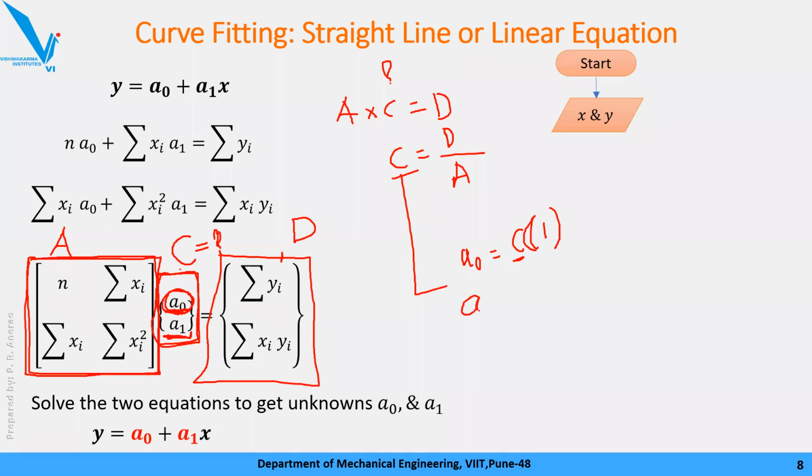Similarly, if I say A1, A1 का एड्रेस क्या है? It is located at C matrix and the address is 2, element number 2 or row number 2 column number 1, both are same. So this is the way we do calculate A0 and A1.